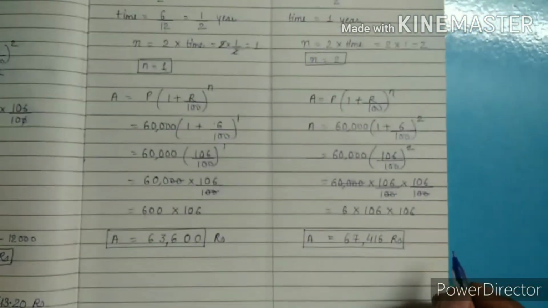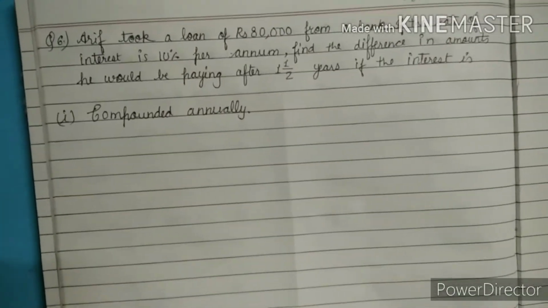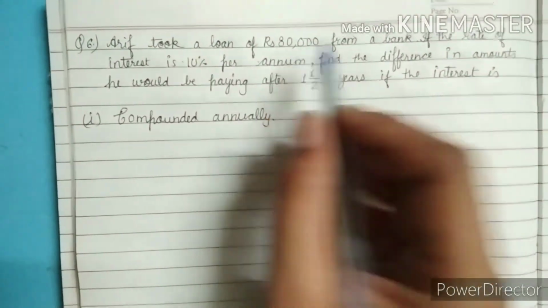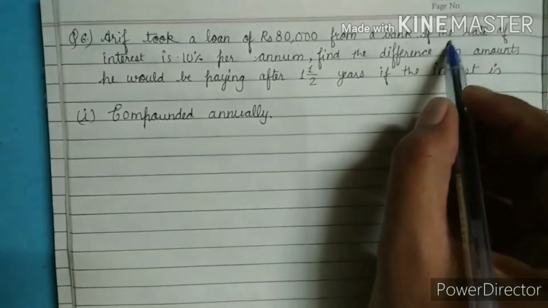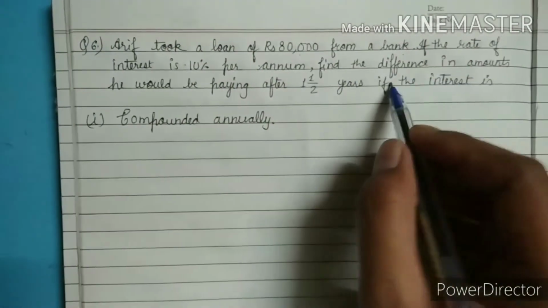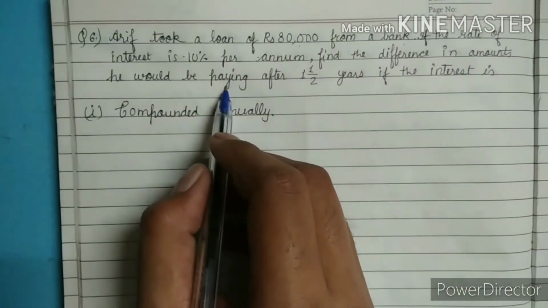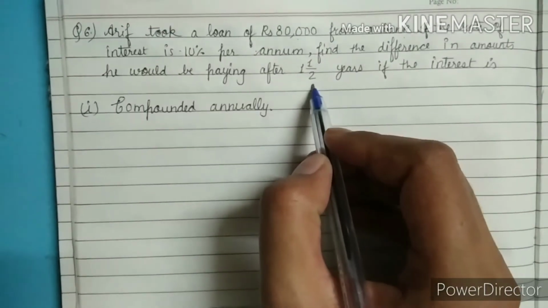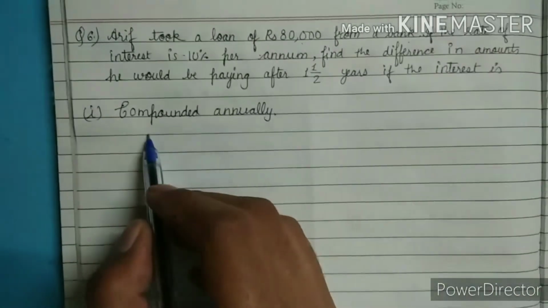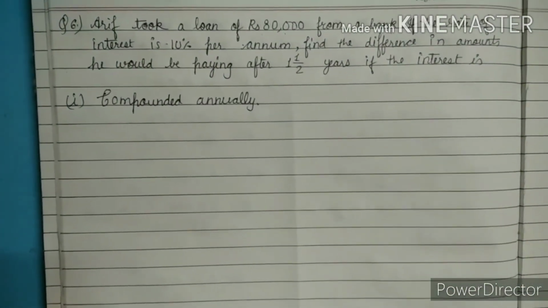So this is the solution of question number 5. Question number 2 is: Arif took a loan of rupees 80,000 from a bank. If the rate of interest is 10% per annum, find the difference in amount he would be paying after 1 1/2 years if the interest is compounded annually, and the second case is compounded half yearly.